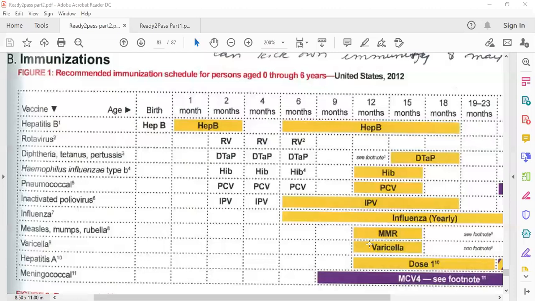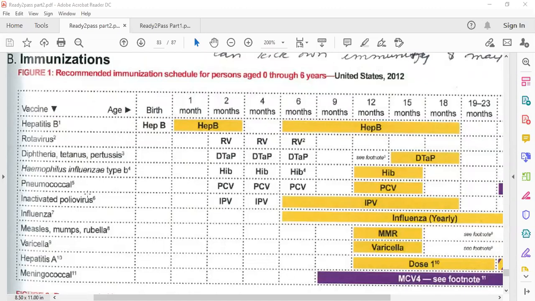Varicella is an airborne precaution. The first dose we give as MMR during the 12 to 15 months, and the second dose at 4 to 6 years. Okay, MMR. Then this is varicella, and another one is called hepatitis A, basically 2 doses. The first dose is scheduled at 1 to 2 years, and the second dose 6 to 18 months after the first dose.